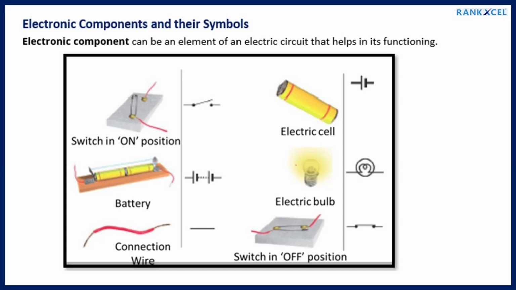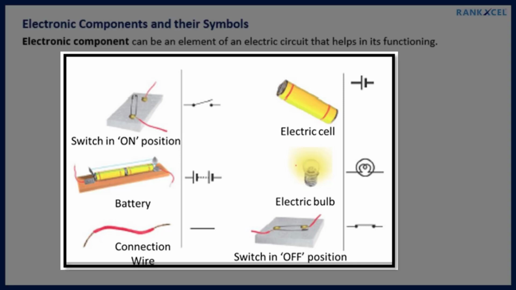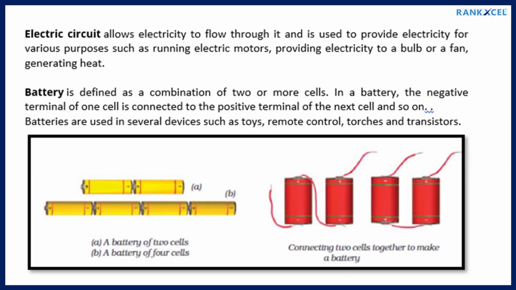Electronic components and their symbols. An electronic component can be an element of an electric circuit that helps in its functioning. An electric circuit allows electricity to flow through it and is used to provide electricity for various purposes such as running electric motors, providing electricity to a bulb or a fan, generating heat.